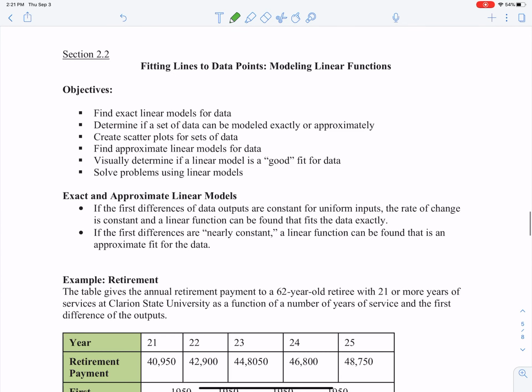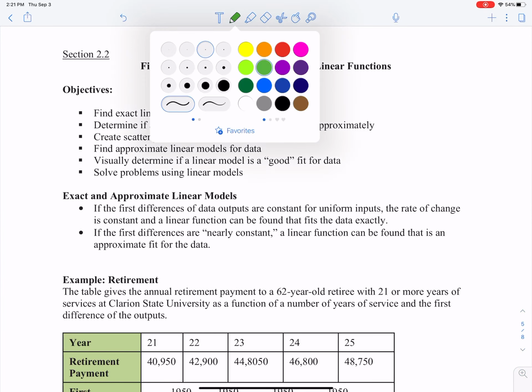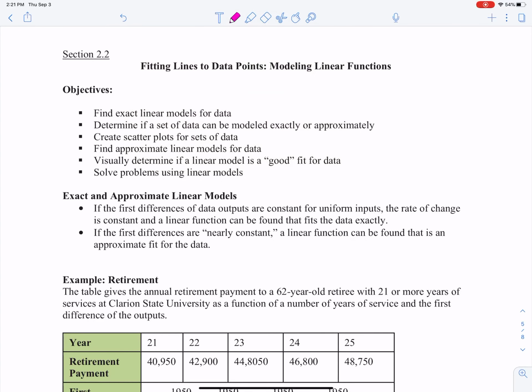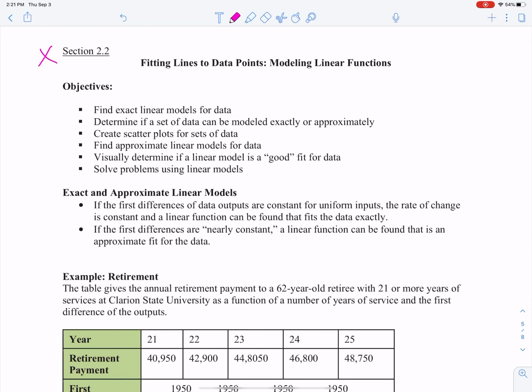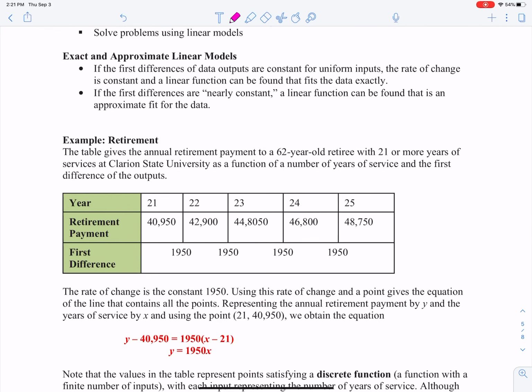All right, so section 2.2. I'm going to read through it with you right now, but this stuff is not going to be on the exam, okay? Because not everyone's going to have these calculators. And I took the homework. There's no homework for section 2.2 as well. All right, so let's see, exact and approximate linear models. So here we go. If the first differences of data outputs are constant for uniform inputs, the rate of change is constant, and a linear function can be found that fits the data exactly.